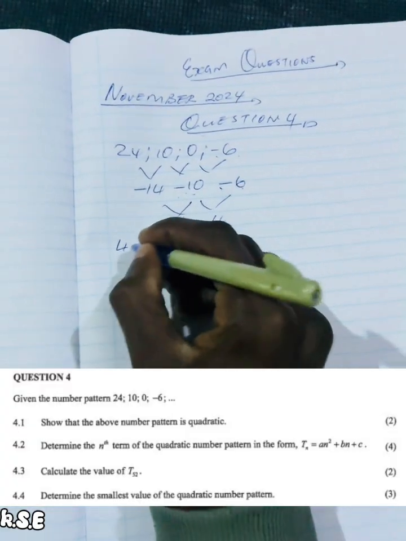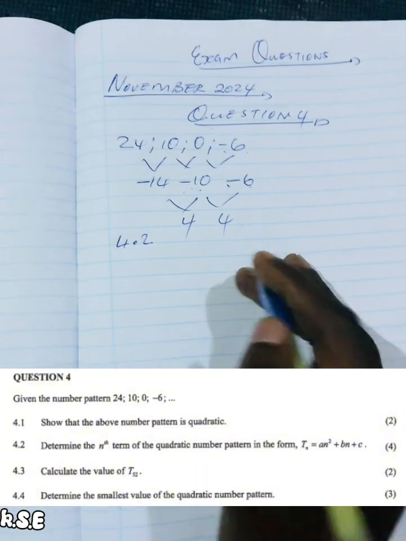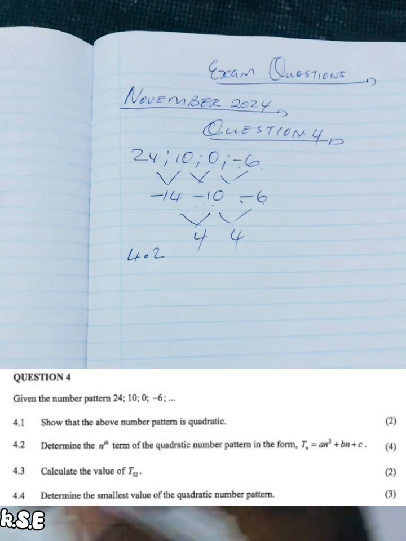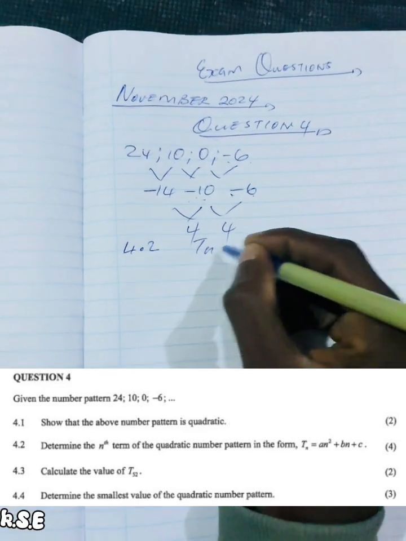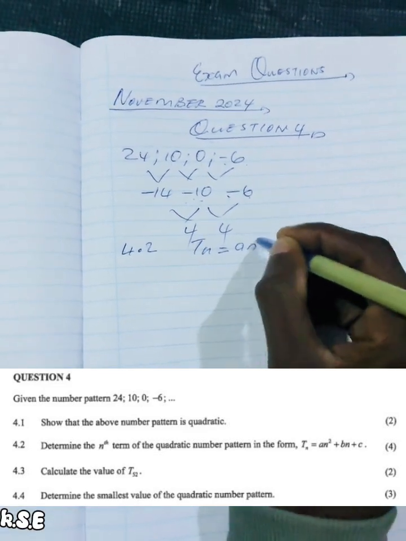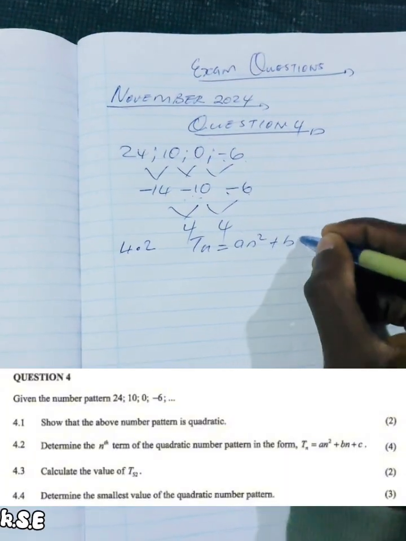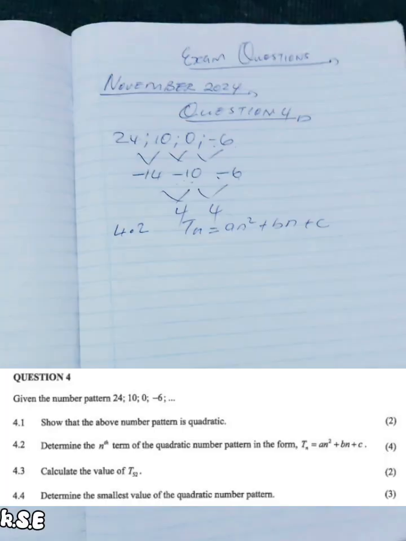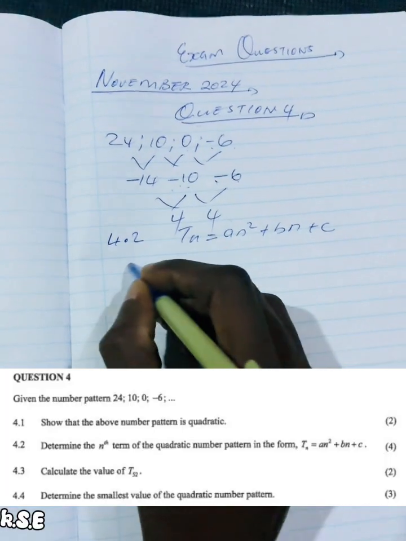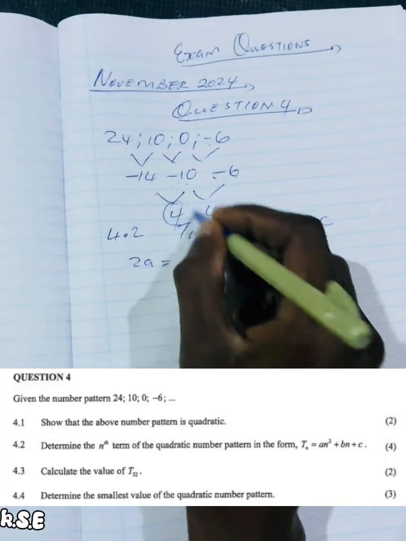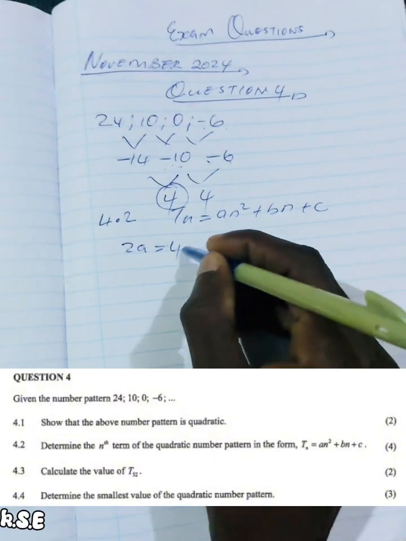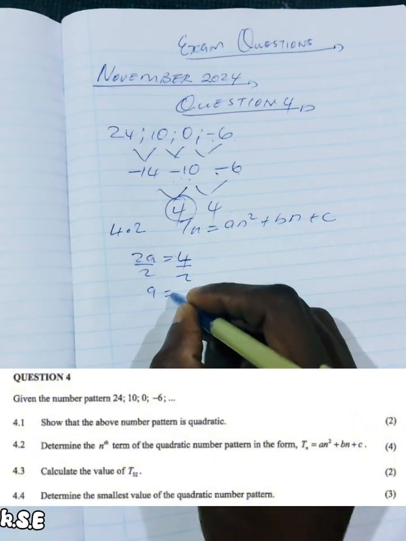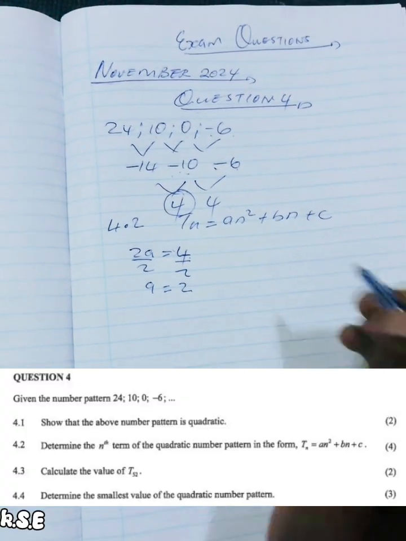The next question is 4.2. It says determine the nth term, by the equation an squared plus bn plus c. They want it in this format. So how are we going to do that? We're first going to say 2a is equal to this number, which is 4. So we divide, and a is equal to 2.